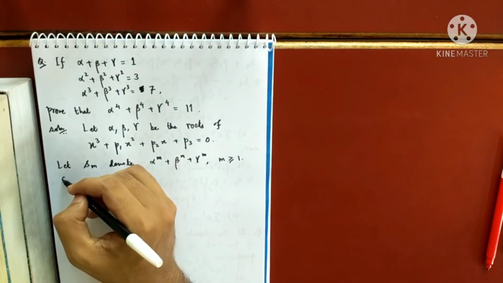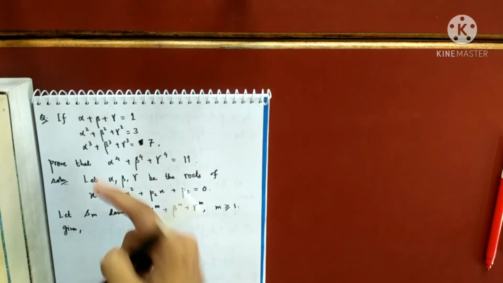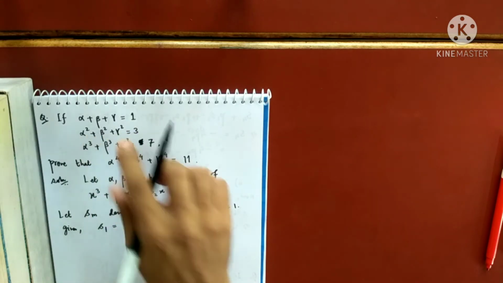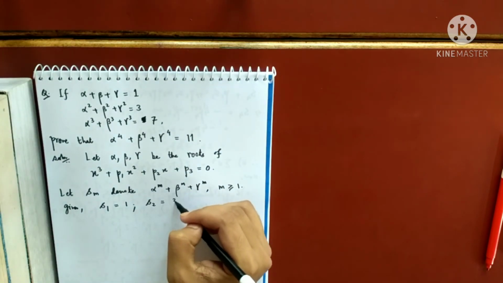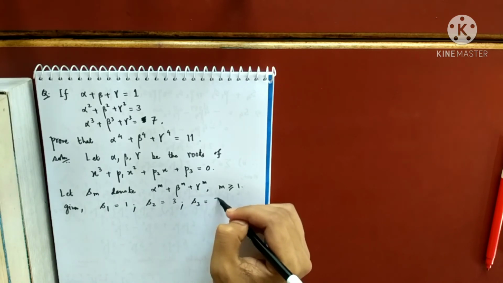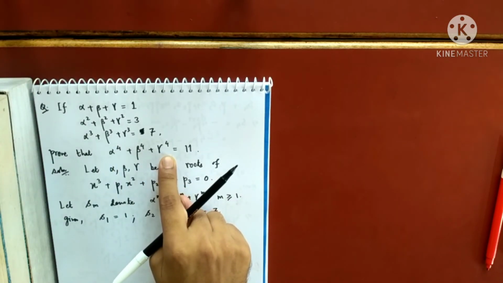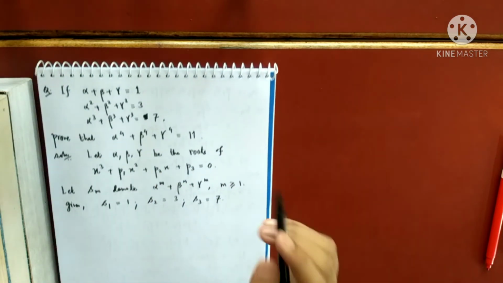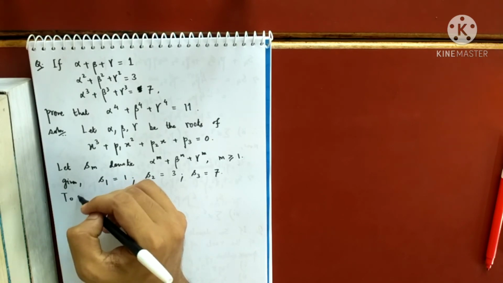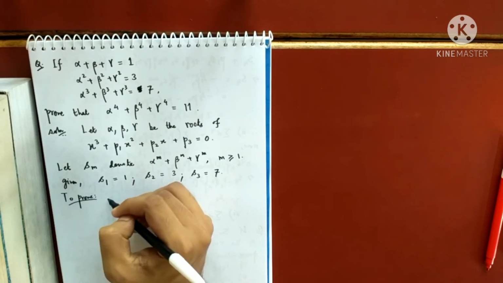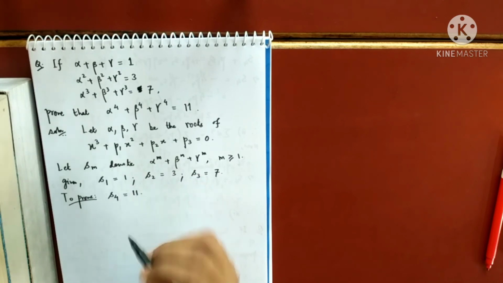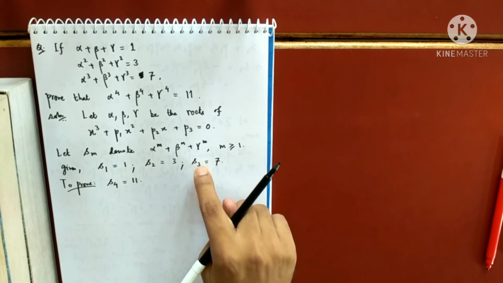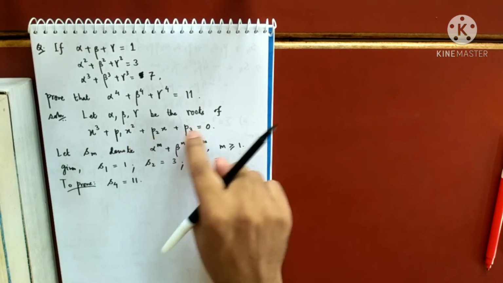So what is given to us? S1 is given to us, right? S2 is given to us, and S3 is given to us. We have to find S4. I have to prove that S4 is nothing but 11, as simple as that. Now the question has been reduced like this. This time S1, S2, S3 are known. With the help of that, I will try to know P1, P2 and P3.